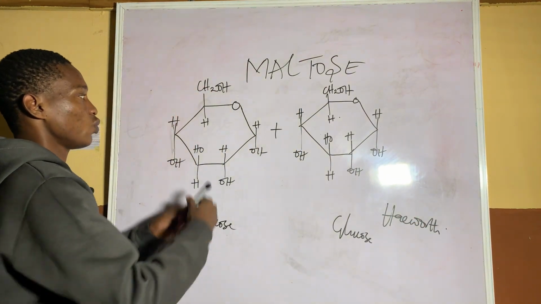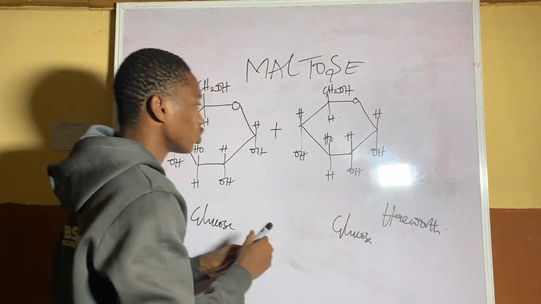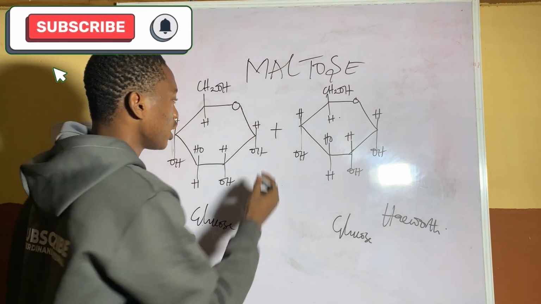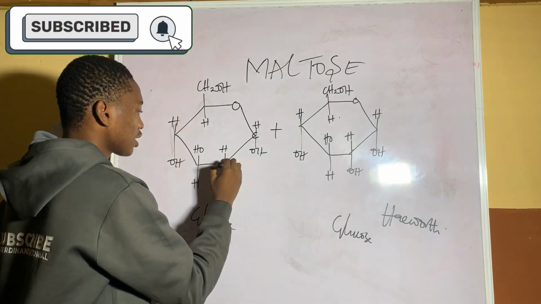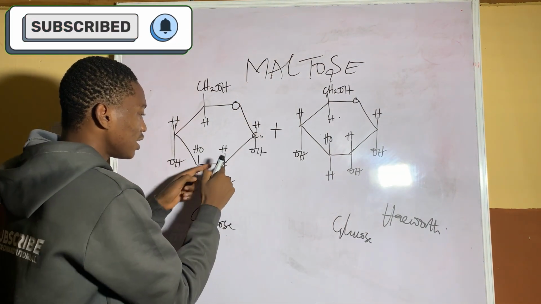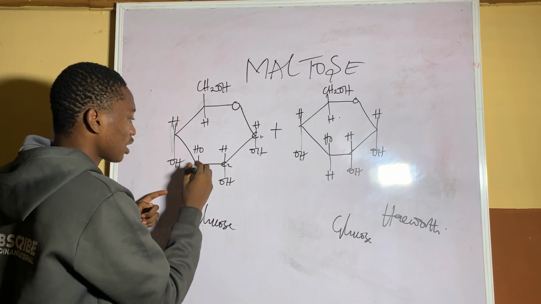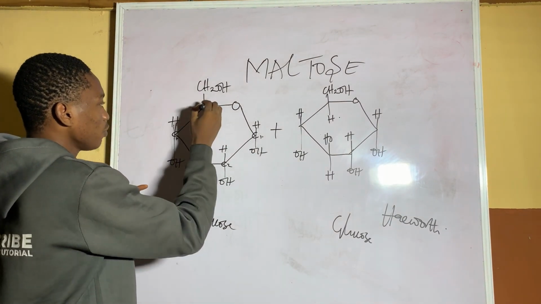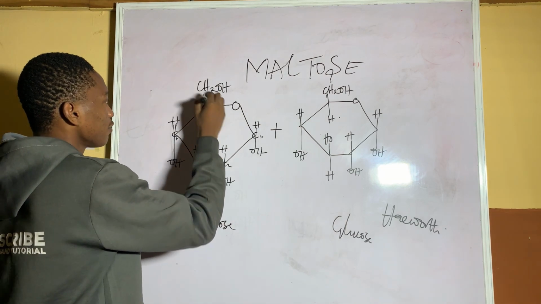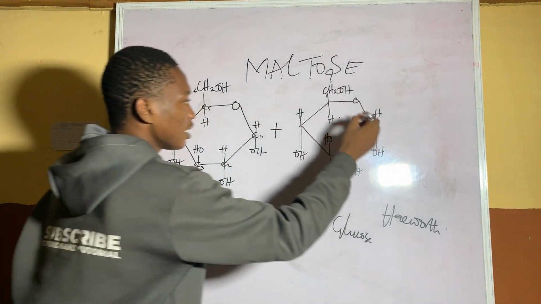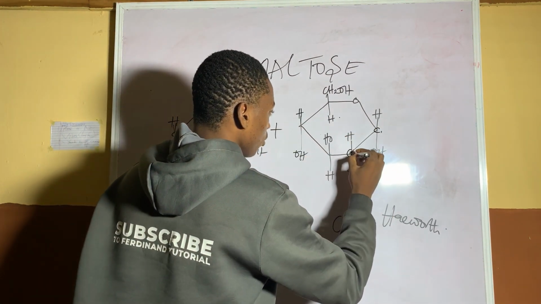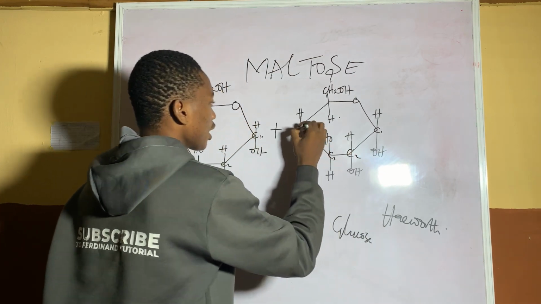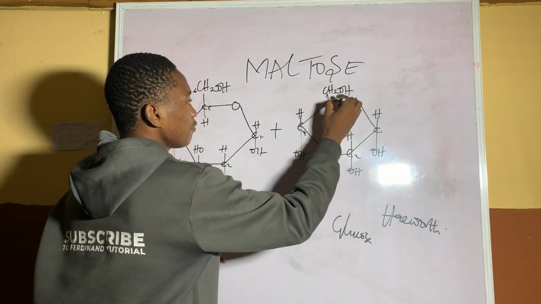Remember that this is a glucose unit plus another glucose unit. Glucose is a 6 carbon sugar. This is carbon 1. This is carbon 2. Remember this line here, this is a carbon. This is carbon 3. This is another carbon, carbon 4. This is another carbon, carbon 5. And this is carbon 6. The same thing here, carbon 1, carbon 2, carbon 3, carbon 4, carbon 5, and this is what?